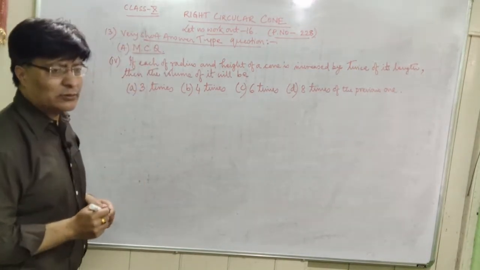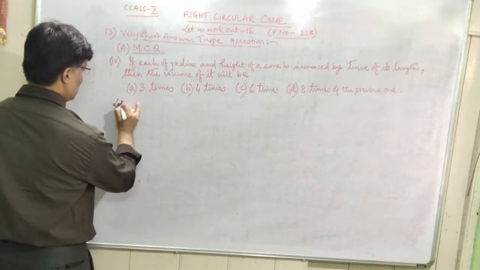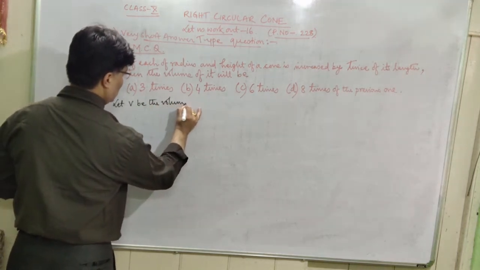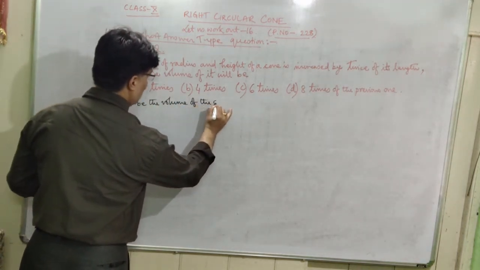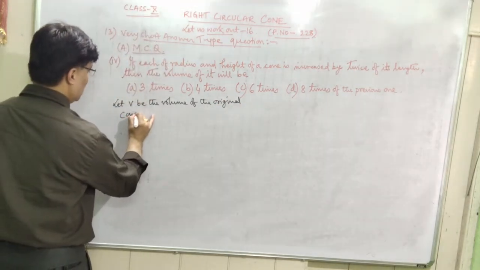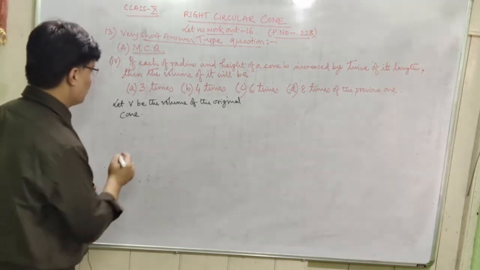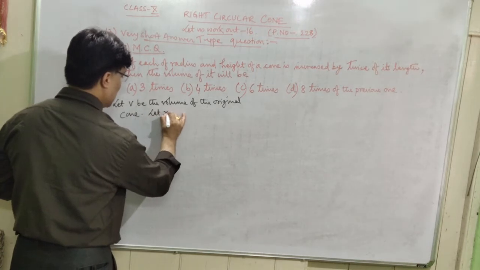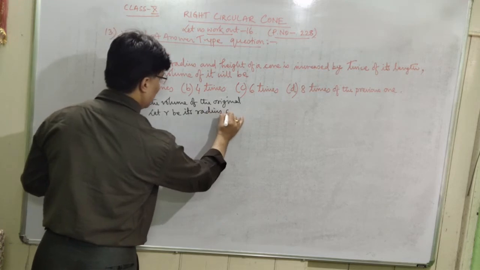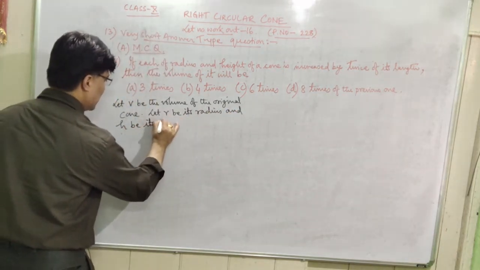So let us write down the volume of the original cone. Let V be the volume of the original cone. Let R be its radius and H be its height.